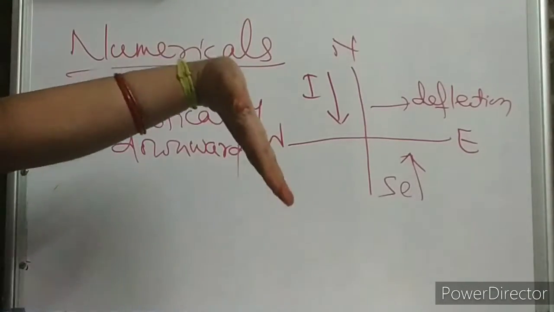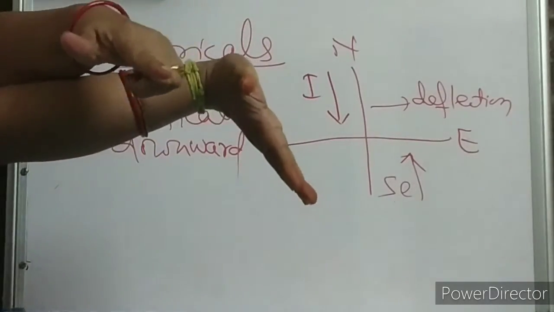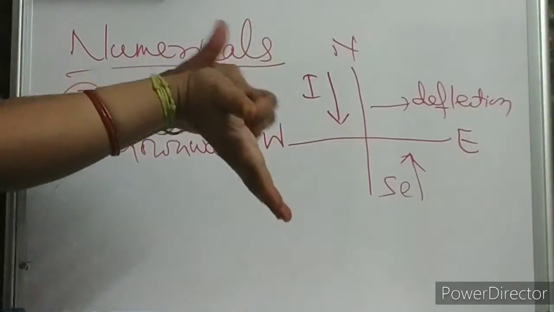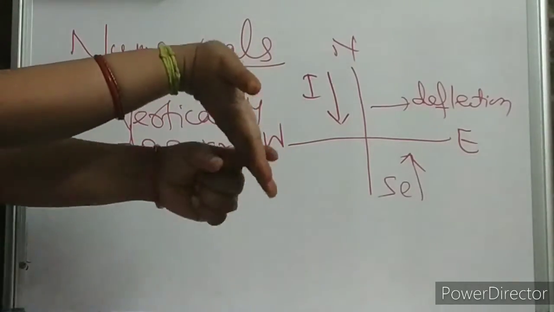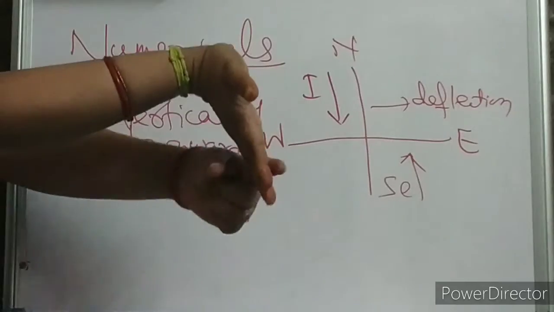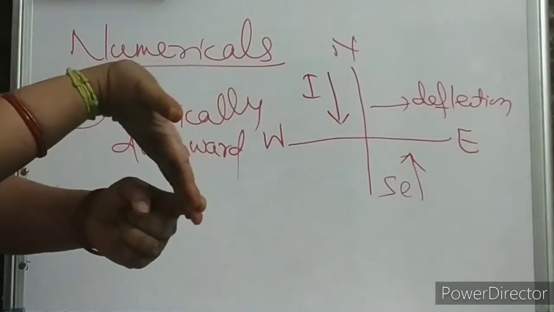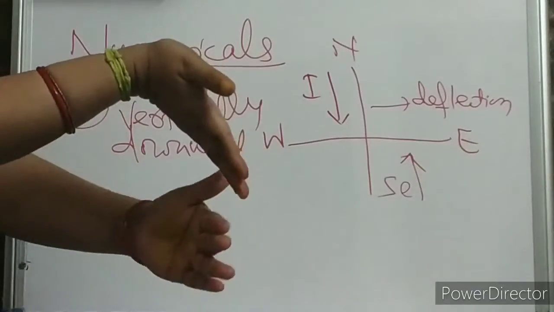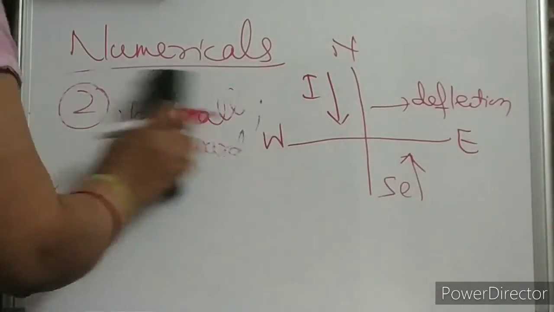See, your current is going this way. Okay children, current is moving like this. And your deflection is like this. This is your palm. So deflection is like this. Observe the fingers. That is the direction of the magnetic field. Clear children? Now you can very well see it is vertically downward. This is your current direction. This is your deflection. And this is your magnetic field direction. So it is vertically downward. Hope I am clear with these two rules. Okay. We'll move to next problem.